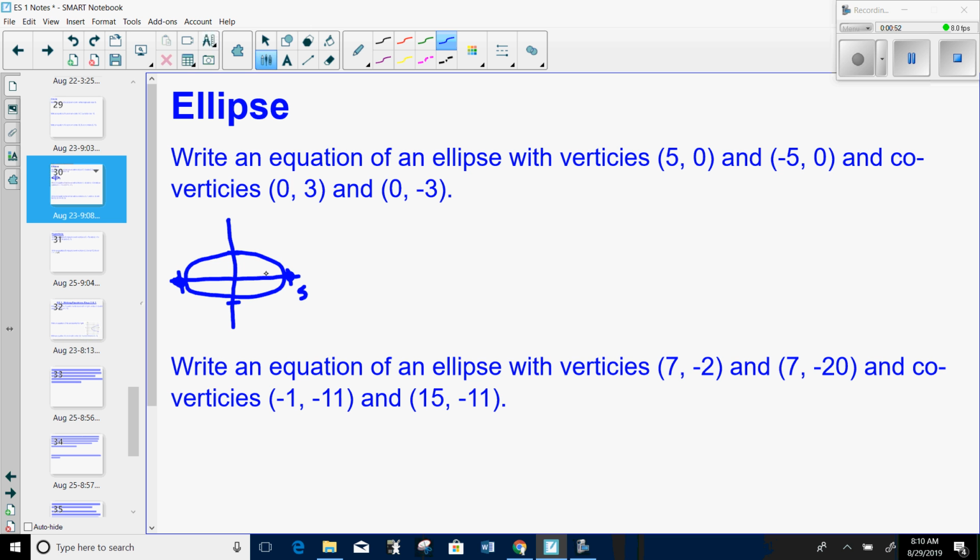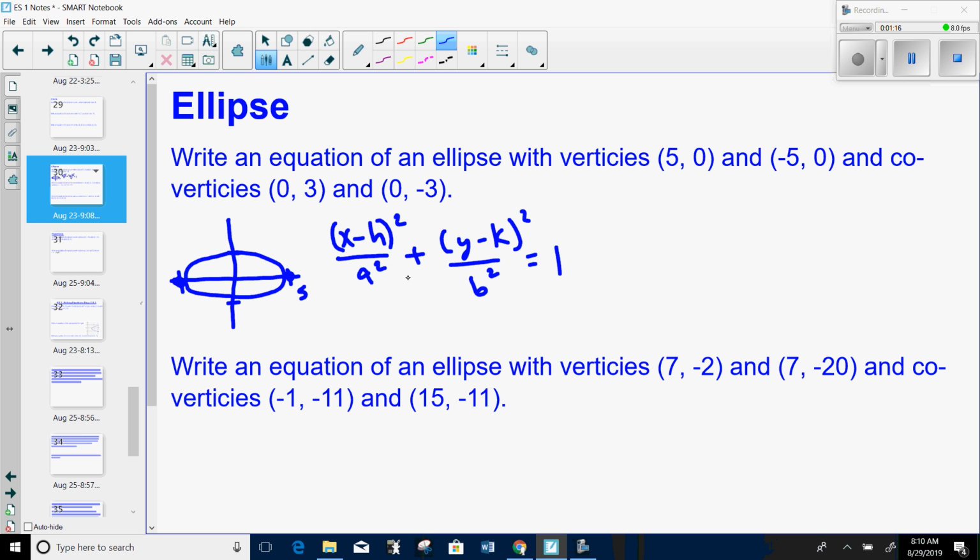I will also notice that this graph is a horizontal ellipse, which means that when you write your standard equation, your a squared is going to go with the x value, and then the y squared will go with the b value. So we know that the general equation is going to look something like this.